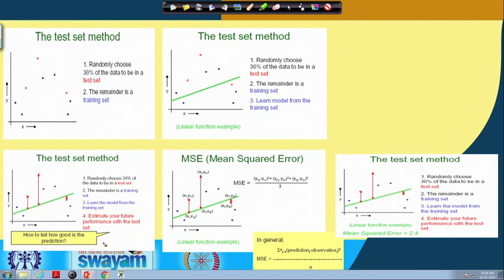For example, if we have created a particular model, say y equal to 3x plus 2, this is our calibration model. Now, once we create this calibration model, let us input our validation data points or test set into this relationship and get some values. These will be predicted values.